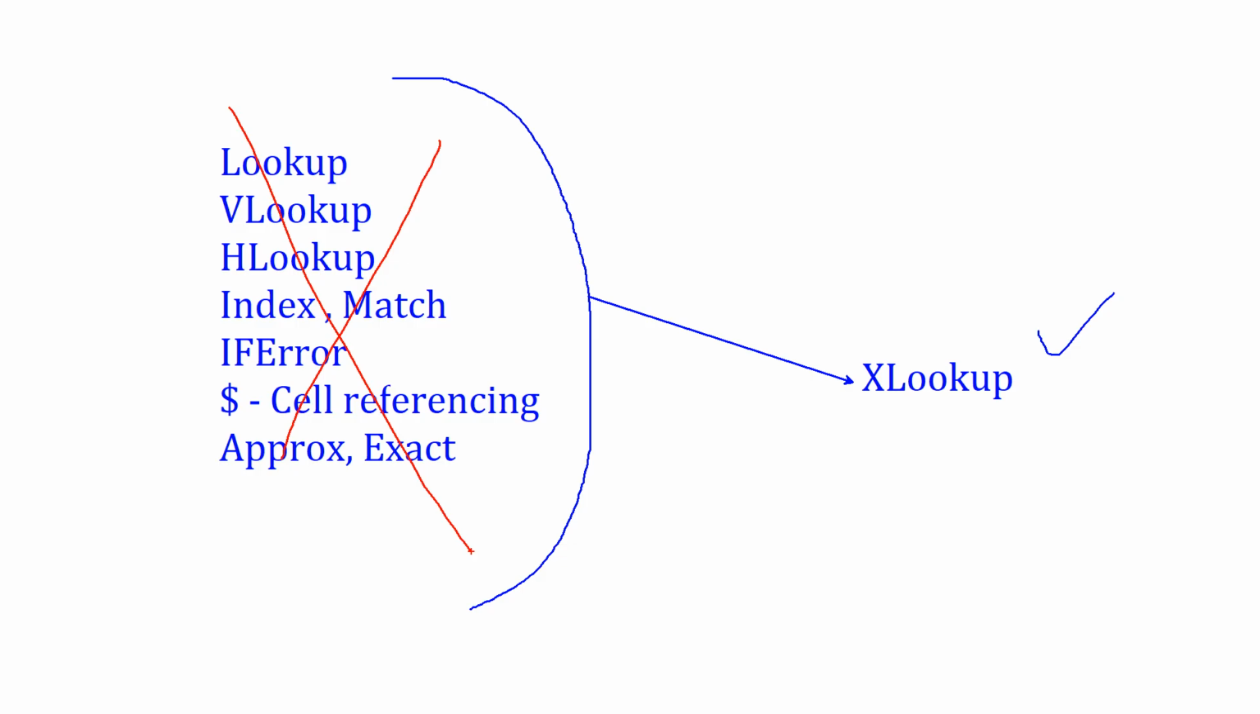In XLOOKUP, 3 things are required. One is lookup value. First one is lookup value. Lookup value is the reference cell.